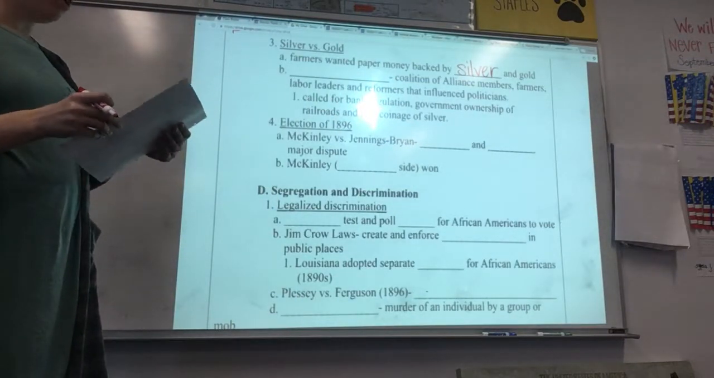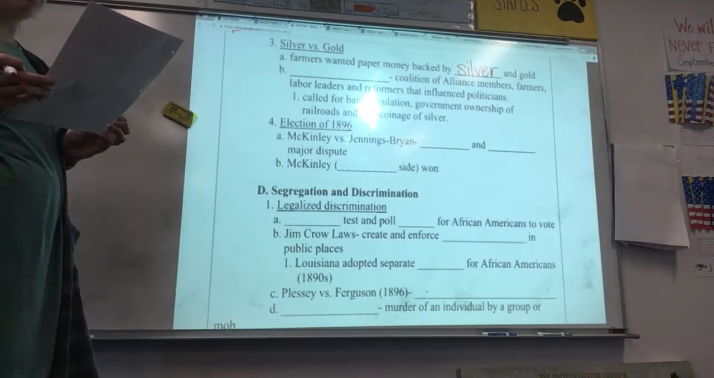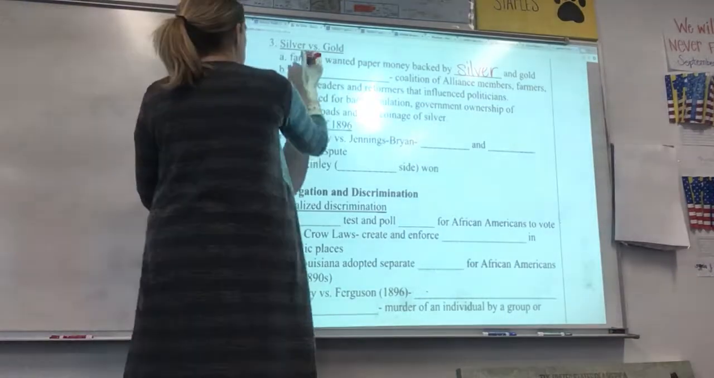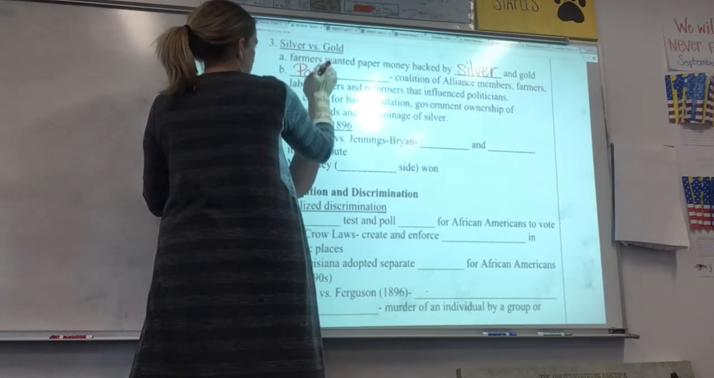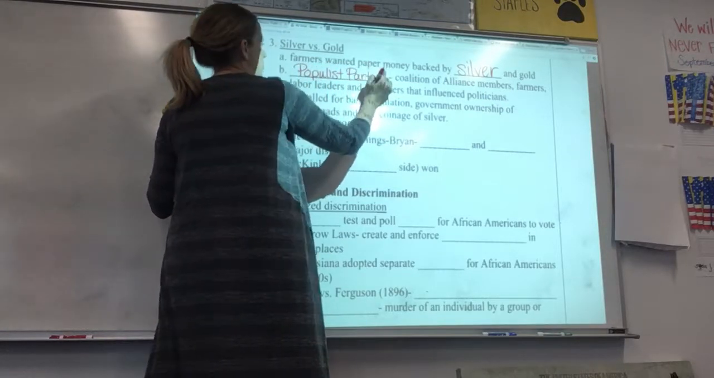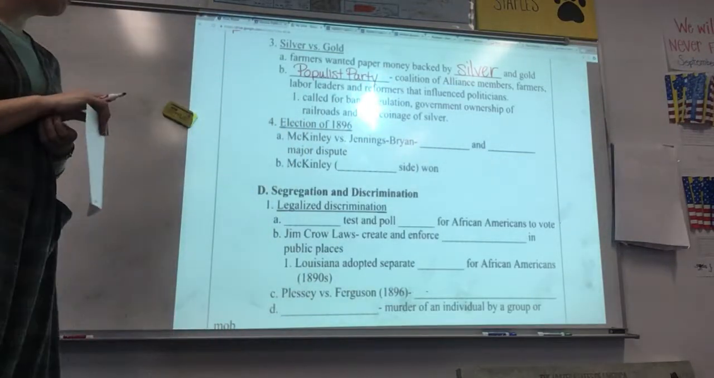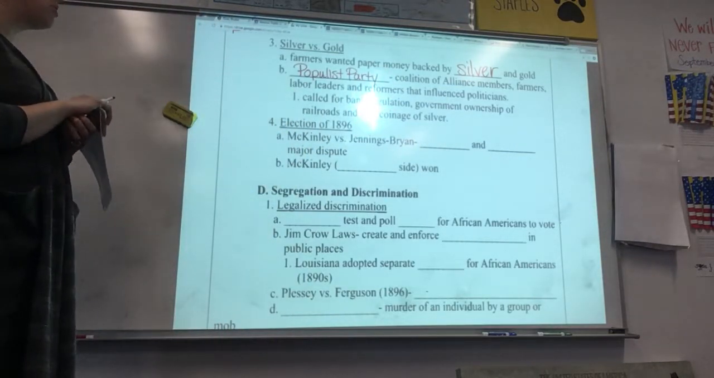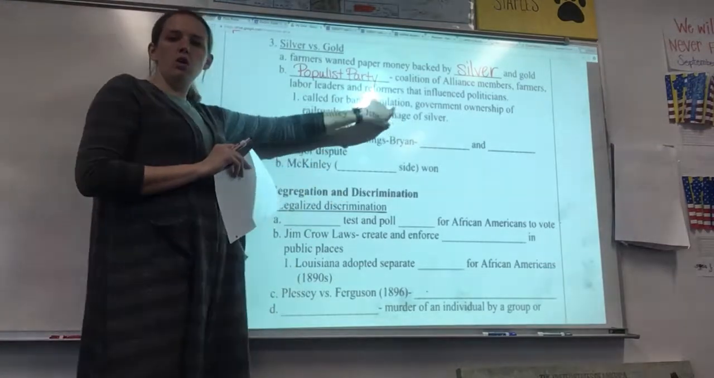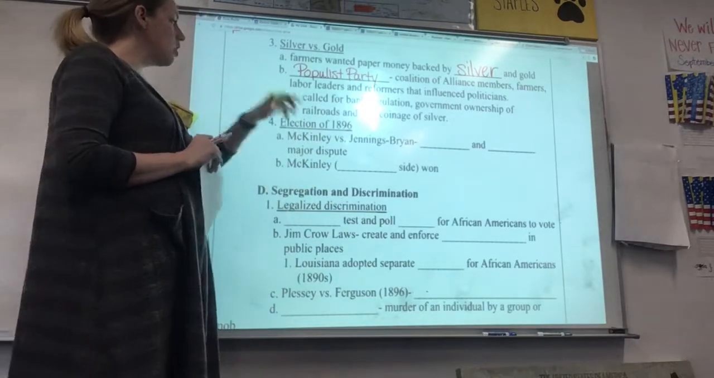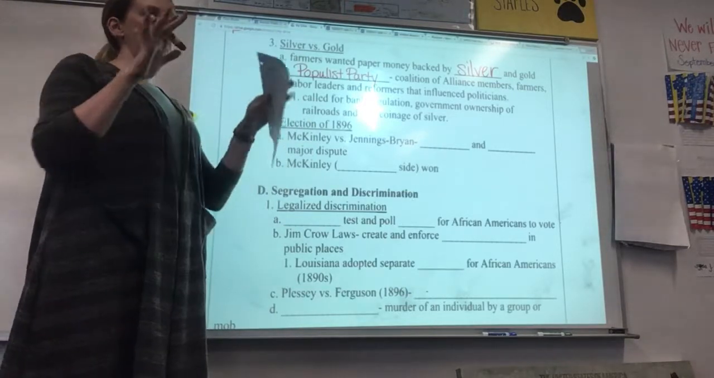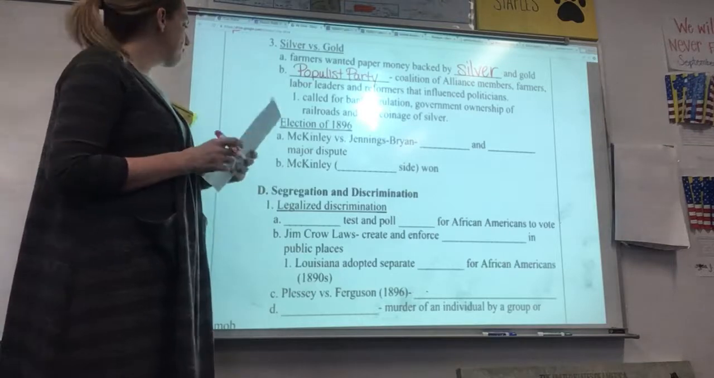The Populist Party was a coalition of alliance members, farmers, labor leaders, and reformers that influenced politicians. They called for bank regulation, government ownership of railroads, and free coinage of silver. This would be to make coins, okay? They kind of wanted everything to have somebody watching over it, okay?